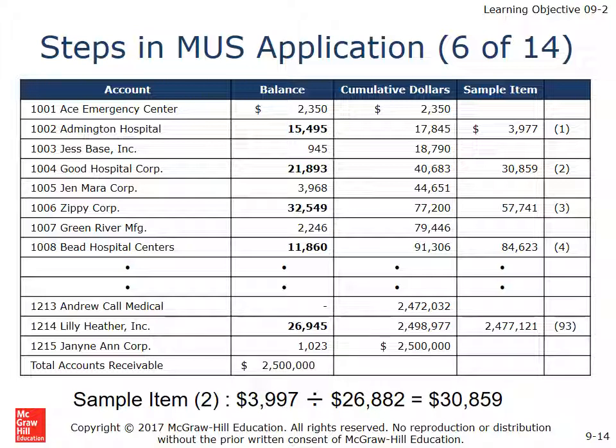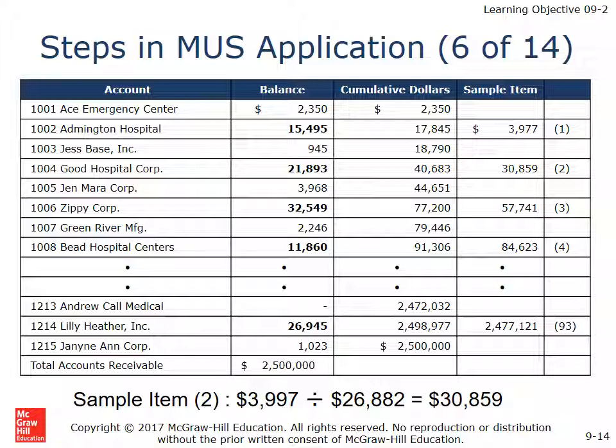Okay, the next interval of 26,882 will appear in Good Hospital Corporation. So we just keep going, and as you can see all the way over on the right, that should be a plus, not a divided by. 3,997 plus 26,882 will be where the dollar amount is at 30,879. So it is in Good Hospital Corporation. That's where the $30,879 of accounts receivable is at.